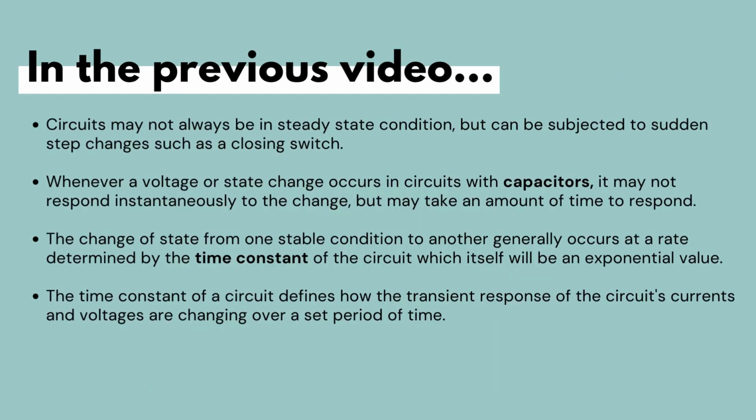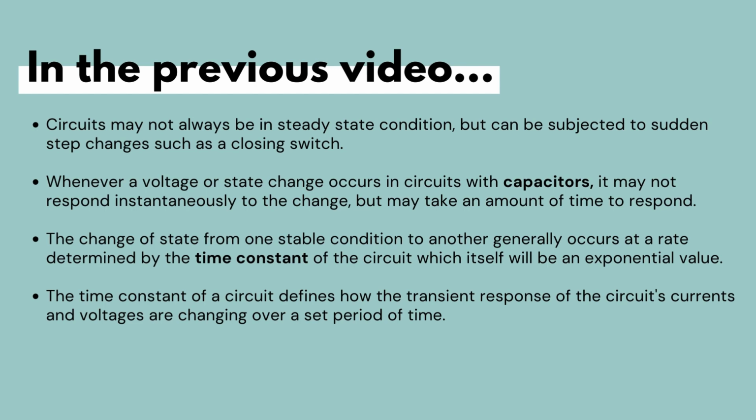So let's get on with the video, and let's revise what we learned from the last video. Electronics and electrical circuits may not always be in a stable or steady state condition, but can be subjected to sudden step changes in the form of changing voltage levels or input conditions, and that could look like just closing a switch.